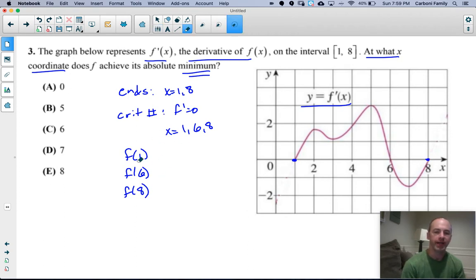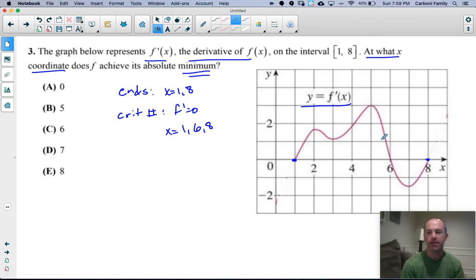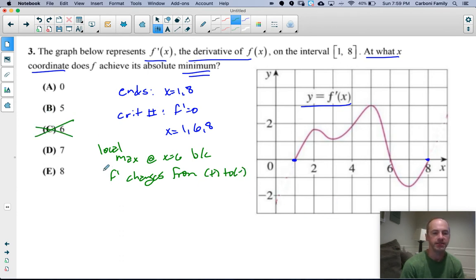And so I can very quickly eliminate 6 because at 6, my derivative is positive and then my derivative is negative. And so there is a local max at x equals 6 because f prime changes from positive to negative. And so I'm eliminating 6, and I could go ahead and eliminate 5 and 7 as well because those aren't even candidates. 7 is a very tempting one because it is the minimum of the derivative, but it's not the minimum of f. And so we're down to 0 and 8.